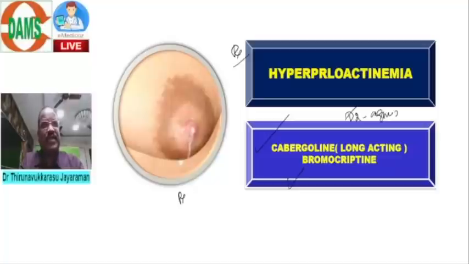So what Harrison's book and Goodman say is that the best dopaminergic agonist for treating acromegaly is cabergoline. That's patient friendly because of its longer duration of action; once-a-week therapy is enough. So that's the best dopaminergic. Anyway, in your question, they give the option bromocriptine. That's the right answer for this question.